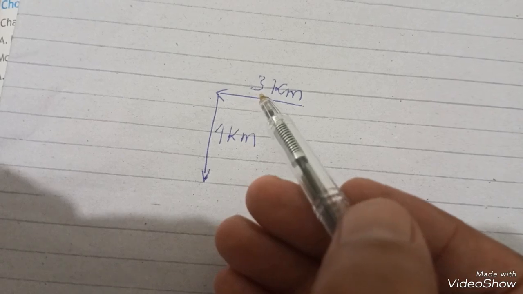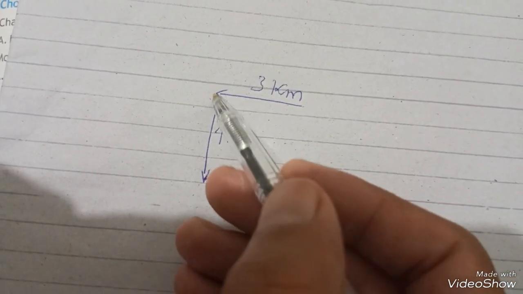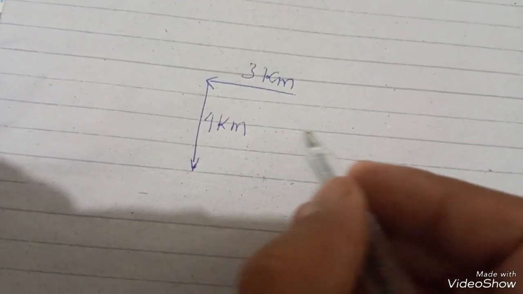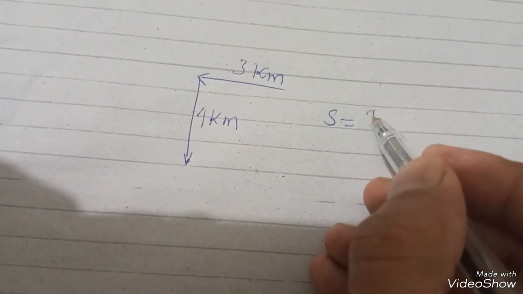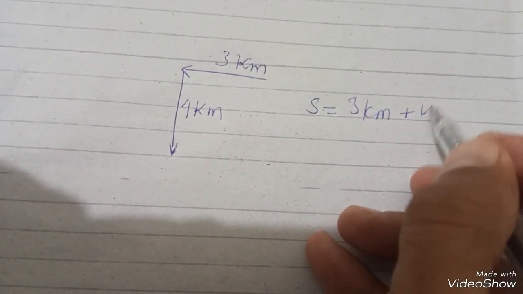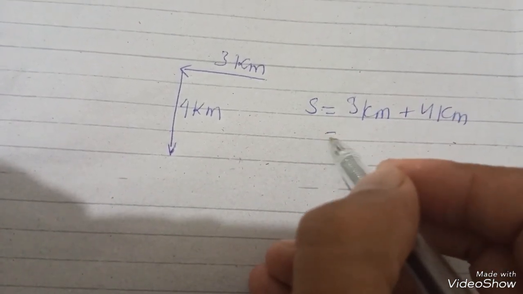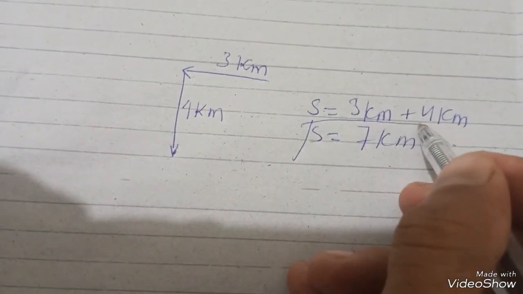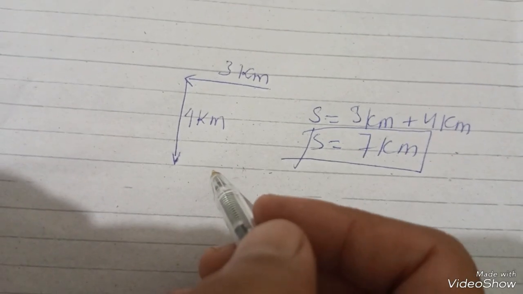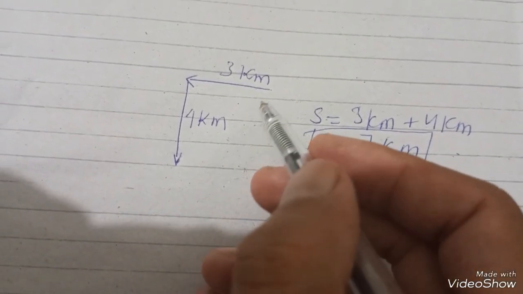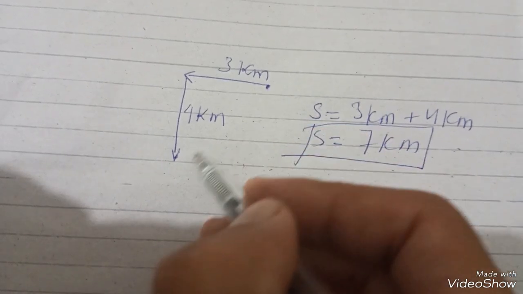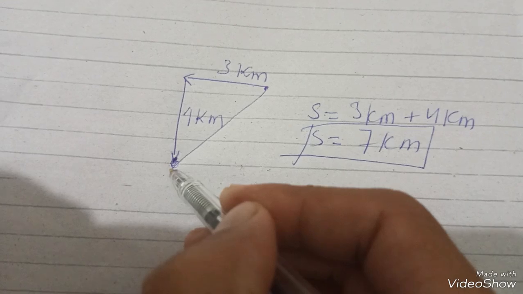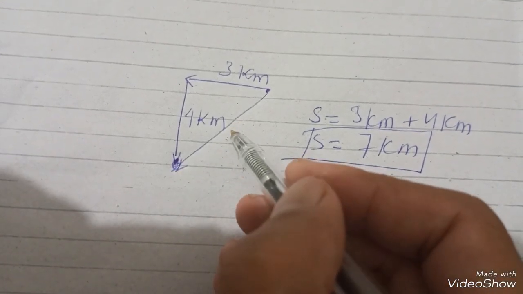We know that distance is the total length of path covered by that girl. So the distance would be 3 kilometer plus 4 kilometer, which is 7 kilometer. So the distance is 7 kilometer. Coming to the displacement, we know that displacement is always measured between the initial point and the final point, so we join the first initial point and the last ending point. The displacement is d.